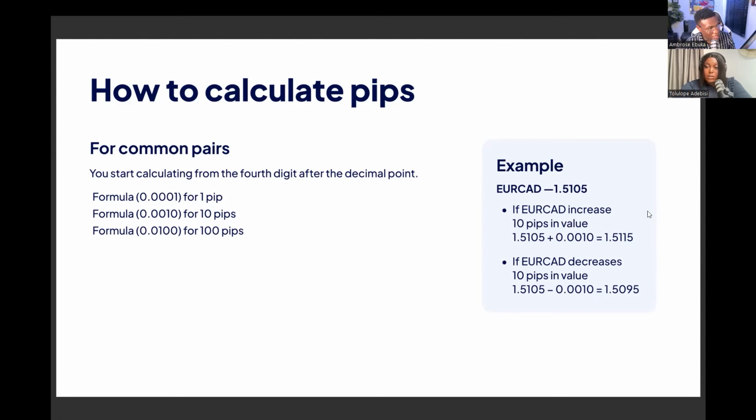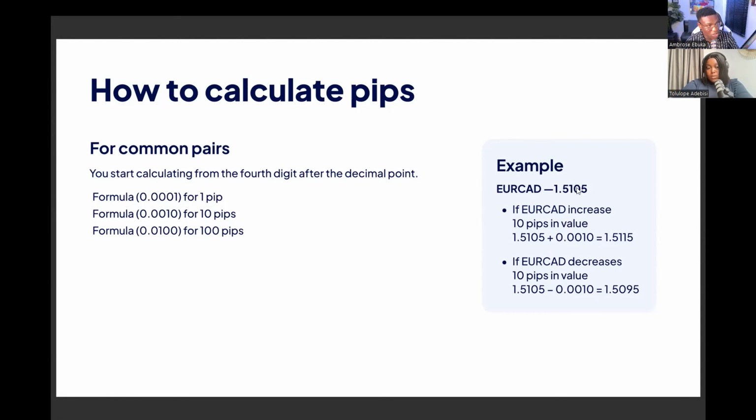Okay. Now, we're looking at a 10 pips increase in value, right? So the formula is not 0.0001 again. Now you're looking at 0.0010 because it's 10 pips. And that's how we got 1.5115. So for starters, and as you're embarking on your trading journey, you're going to be using these formulas. And as time goes on, then you can use your head to calculate it. But just so you don't make any mistake, you take the formula and you add it to your entry price. The same thing goes for 100 pips. You take the formula and you add it to your entry price.